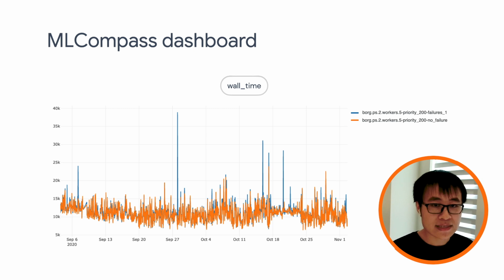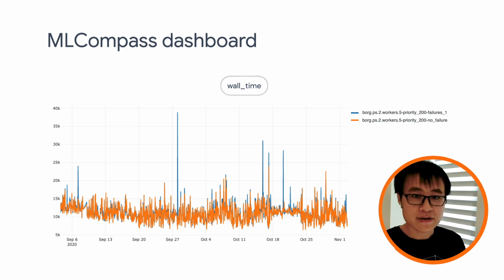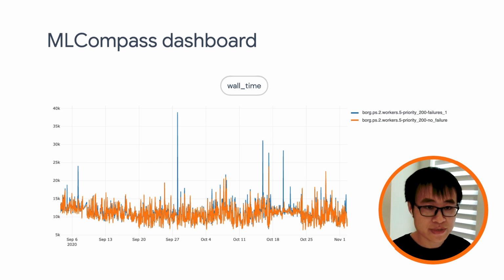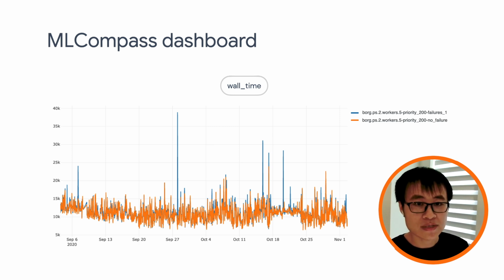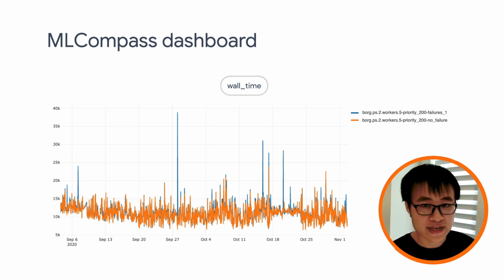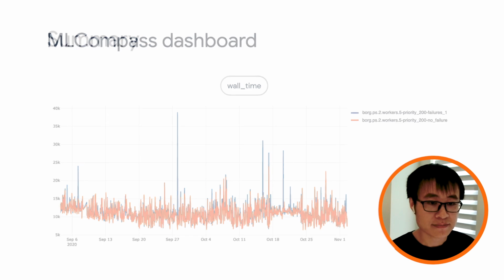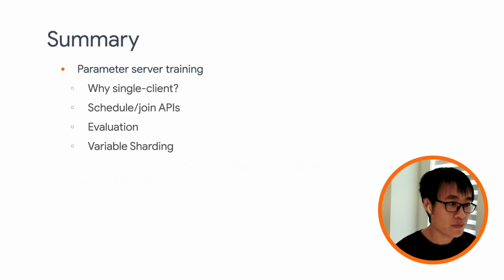Currently, this multi-worker testing environment runs the MNIST, ResNet, and recommendation models continuously on small to medium scale clusters. So here is a sample plot of some recent statistics of job completion time with and without introducing these failures. We will also be working on expanding the test scope to include more machine learning models running on large-scale clusters and low-priority resources.